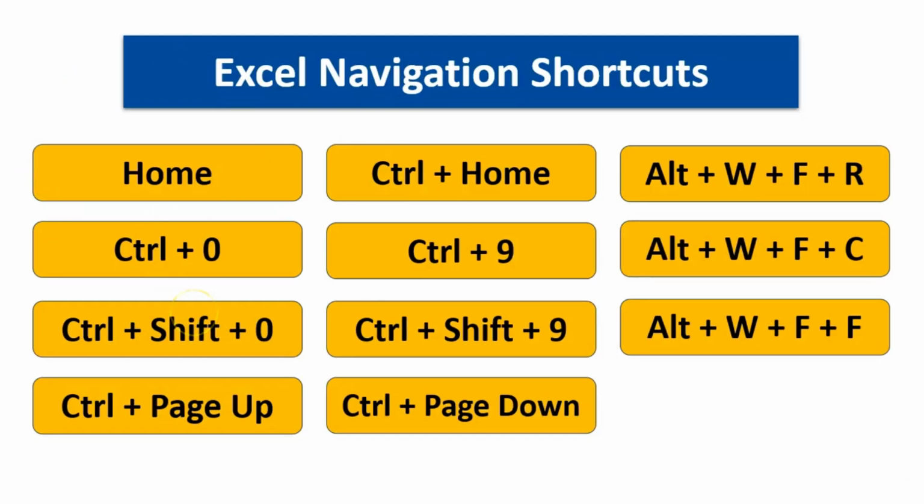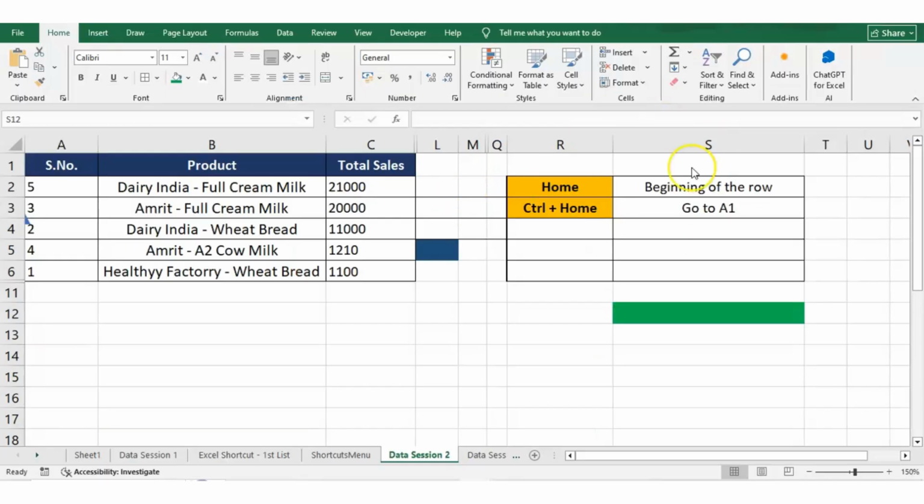Let us now start with our first set of Excel navigation shortcuts, which are Home and Control plus Home. To discuss this further, we will move to our Excel sheet for better understanding. Starting with our first Excel navigation shortcut, which is Home. Pressing Home moves the cursor to the beginning cell of that row.